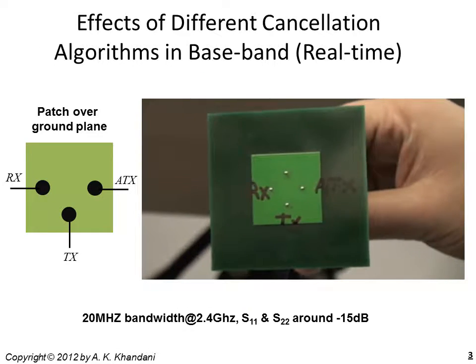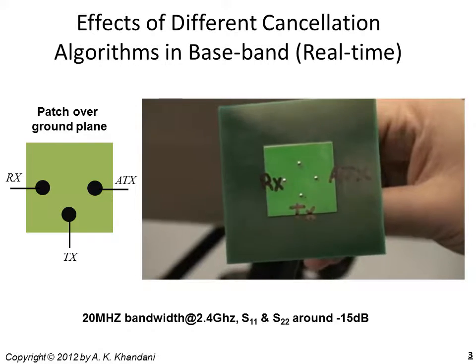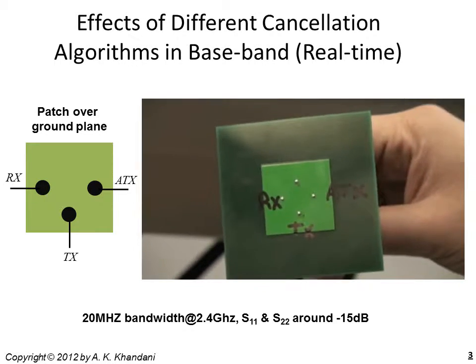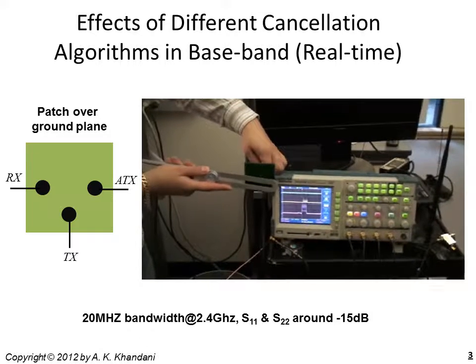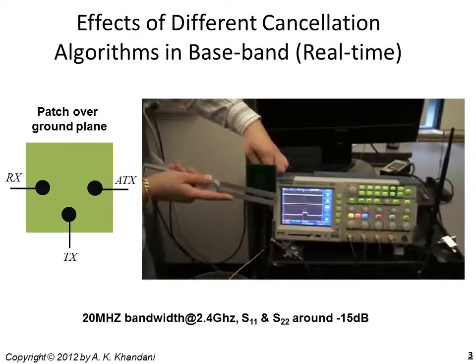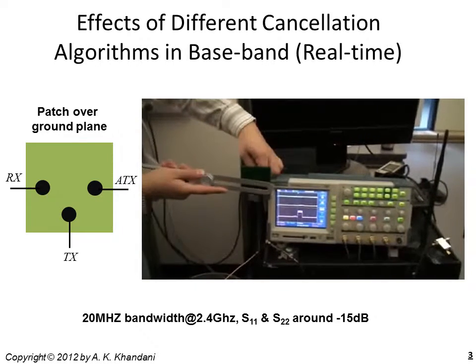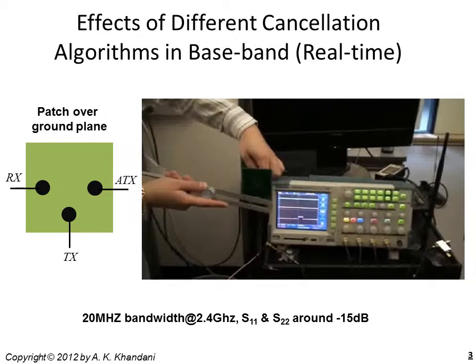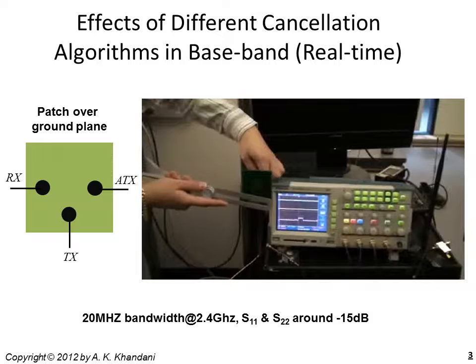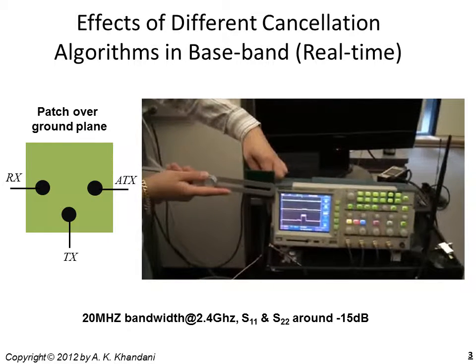Here we have a patch antenna including the transmitter, receiver, and the auxiliary transmitter all merged together. Now my colleague brings a metallic ruler close to the antenna to change the coupling, and the lowest signal, which shows the transmit energy, and the middle signal, which shows the effect of the cancellation due to the first algorithm, fluctuate quite significantly, but the top signal, which is the effect of the final cancellation in the baseband, has a stable performance.